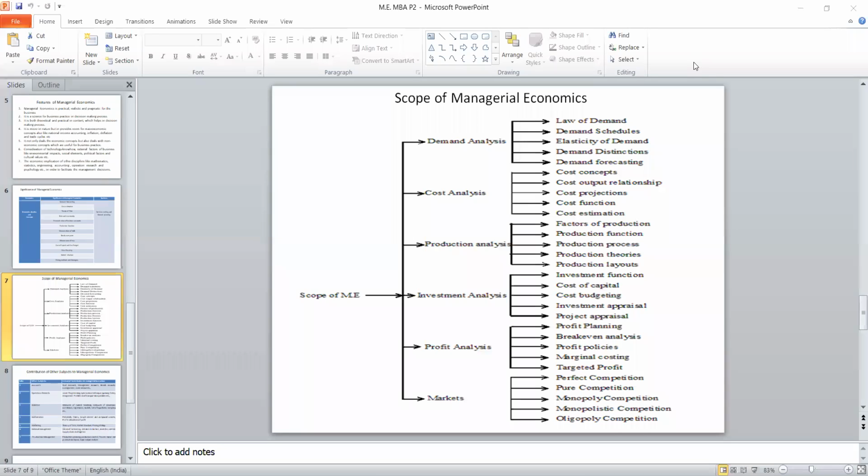Break-even analysis is an important tool. You should find the break-even point. What will be the targeted profit? What is the safety margin? All these things are included in the profit analysis. Based on that only we can frame the policy.